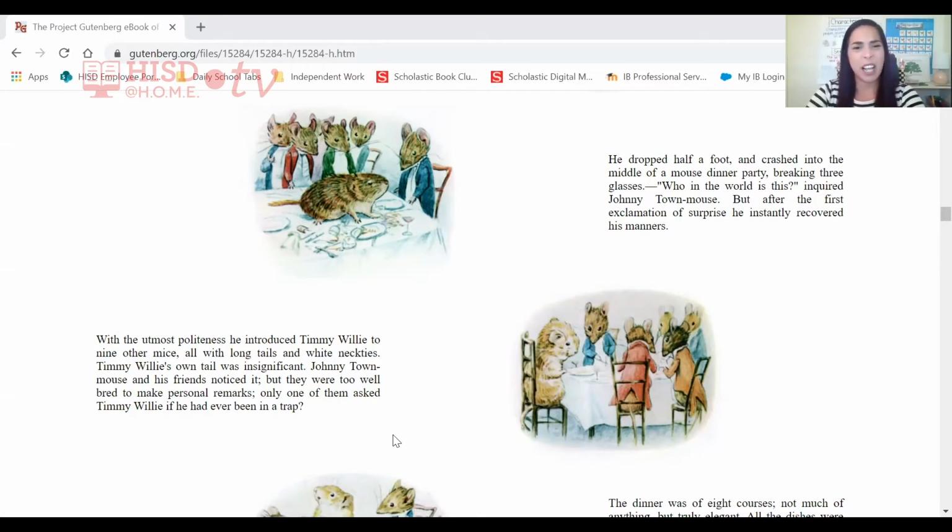Okay, I think I was right. I think you were right, boys and girls. Things are different. They are wearing these white neckties. They're a lot more proper than Timmy Willy, and they're very polite. So our inferences were correct, that they are very different mice. They come from different backgrounds and they have different ways of living. So let's continue to read.